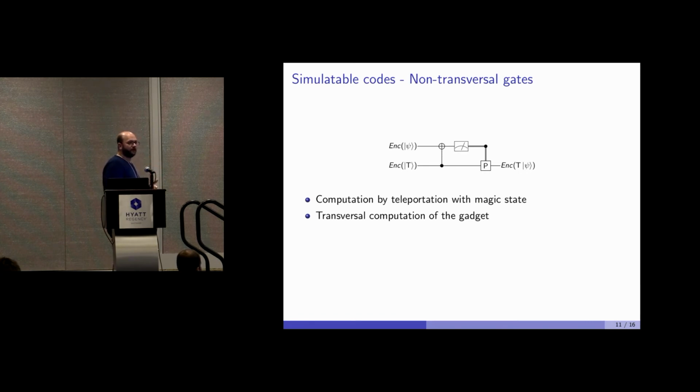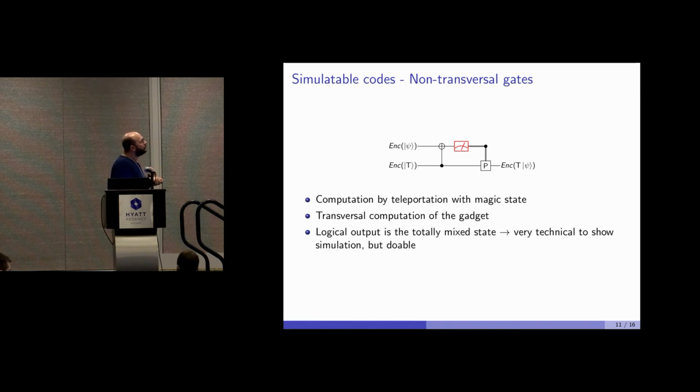So it should be easy from our previous result. But not really, because here we have some measurement. And when you have to do a measurement and decode it to perform this correction, it is not clear that this is simulatable. Luckily, the outcome of this measurement is very well behaved, so in particular it is the totally mixed state. The proof is very technical, keeping track of the state of every encoded qubit, but what we show in our results is that we can indeed simulate even computation using these gadgets for computing T gates.